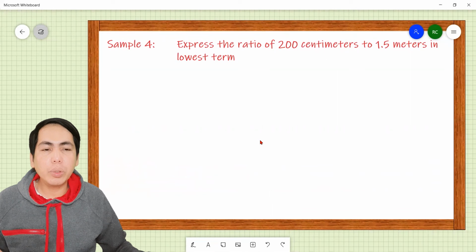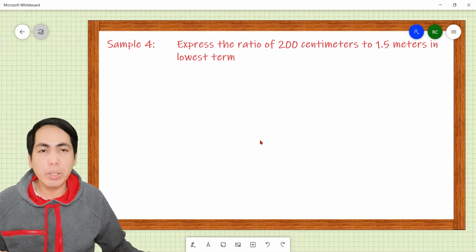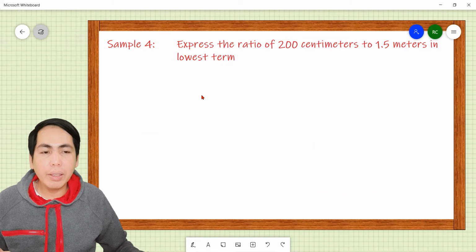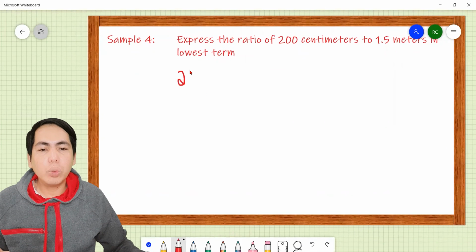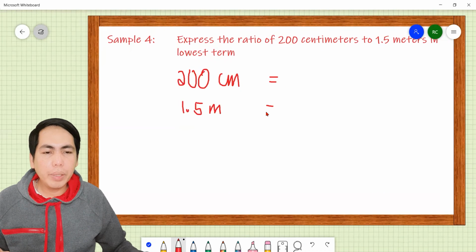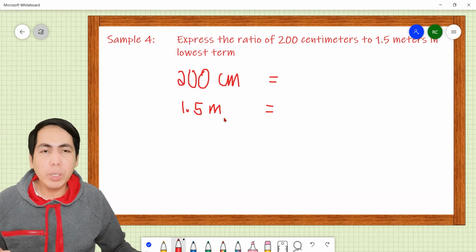Express the ratio of 200 centimeters to 1.5 meters in lowest term. So just like sample number 3, we have here 2 terms of different units. So we have 200 centimeters and we have also 1.5 meters. Although both of them are units used for length, one is in centimeter and the other is in meter. So we have to change this larger unit, which is meter, into centimeter.